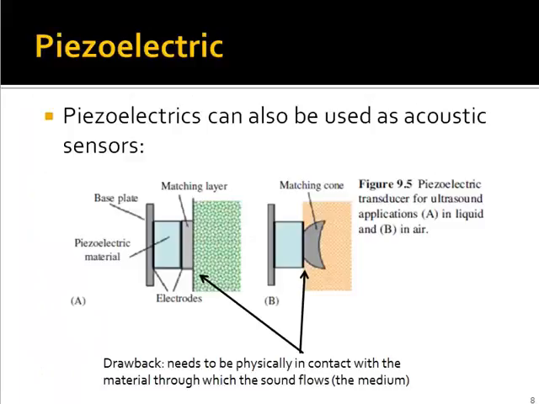Now, piezoelectric sensors are often used as acoustic sensors, and I'm showing here a diagram of how this works. What we do is we place two plates with a piezoelectric material in between the two plates, and this top plate is placed in contact with the material through which the sound flows, for example, air or water. Now, as the sound waves propagate through the material and strike the plate, a vibration is set up. As this top plate vibrates in and out, the piezoelectric material is compressed and expanded. The compression and expansion of the piezoelectric material causes the charge to change, which changes the voltage, and in that way we can detect the sound waves striking the top plate.